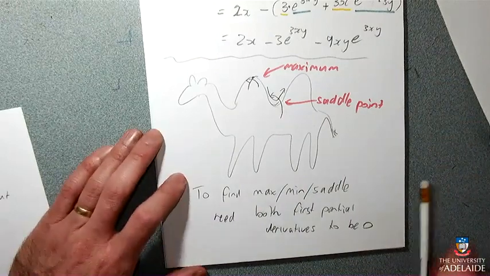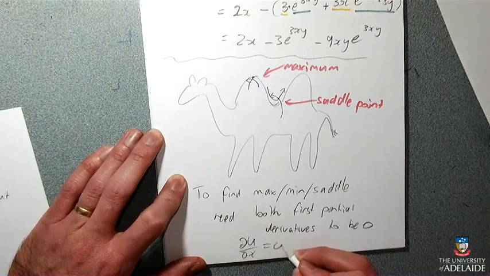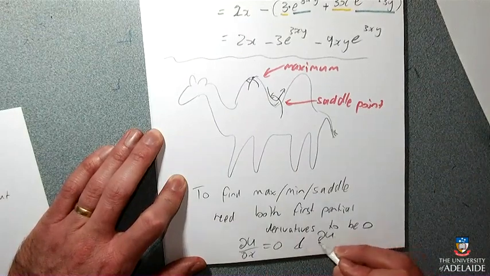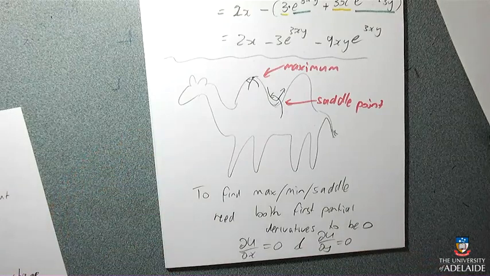That is, we need both du on dx equals 0, and at the same time du on dy has to be 0 simultaneously. It is possible sometimes to get du on dx to be 0 but not have du on dy being 0 at the same time. Rare, but possible. And it is possible for the other one to be 0, but if they're 0 at the same time, that's when you get a maximum or a saddle point.